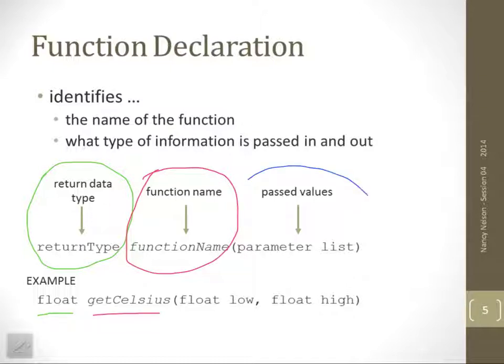The third part is the parameter list, and this is where we pass in any information that our function is going to need to do its job. So in our sample down here, we can see we've passed in two floating point numbers, one called low and one called high. These two variables that are local to the getCelsius function are going to provide us limits so that we can check our data so that it's between our established low limit and high limit.